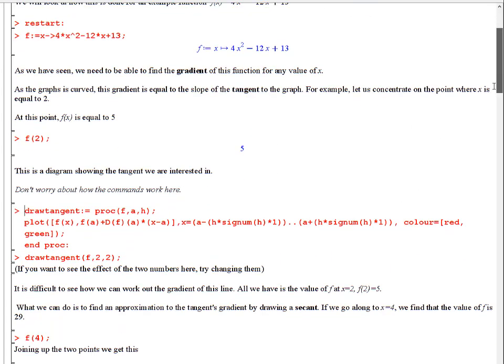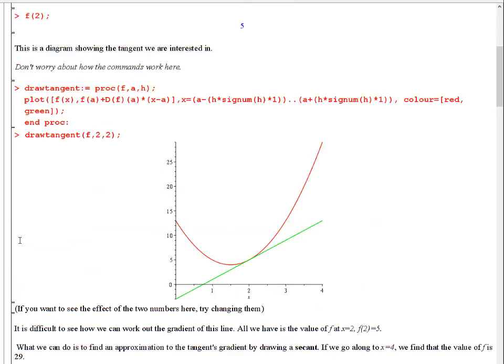Now here's a diagram looking at what we're trying to do. So the red thing is the function we're interested in. We've chosen the point 2, and I want to know what's the gradient of this graph here, and that's the same as the gradient of this green line here, the tangent.